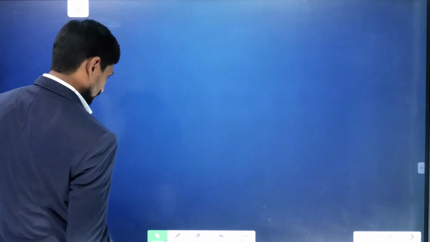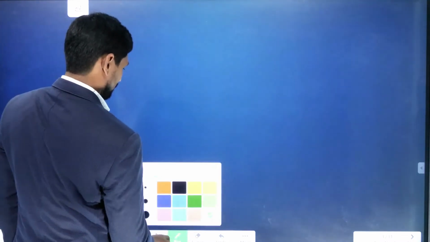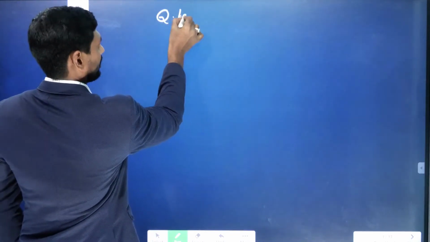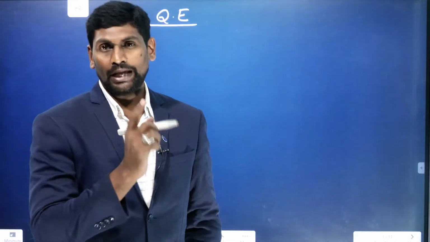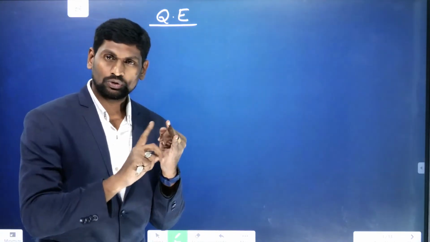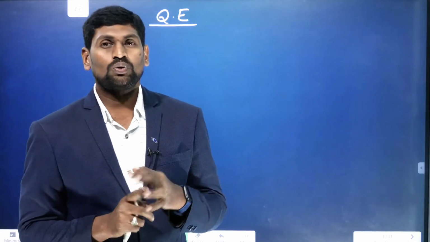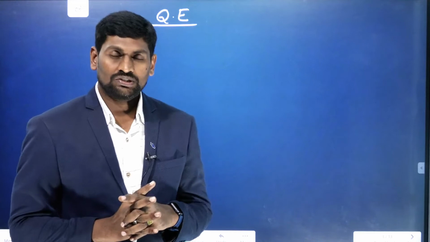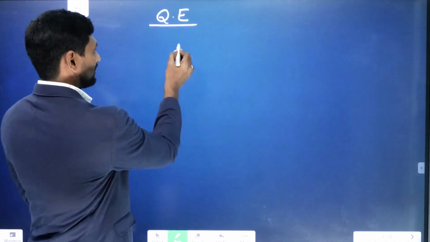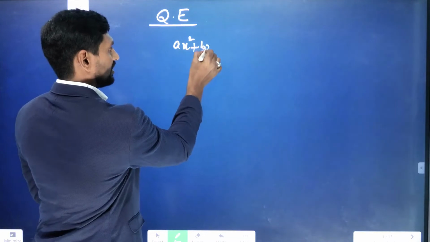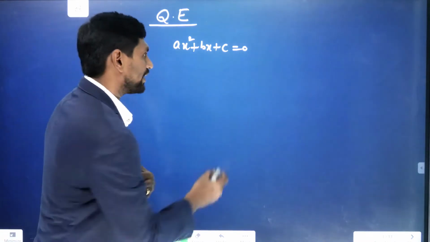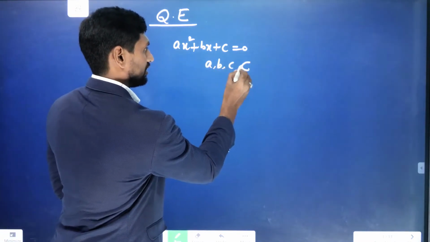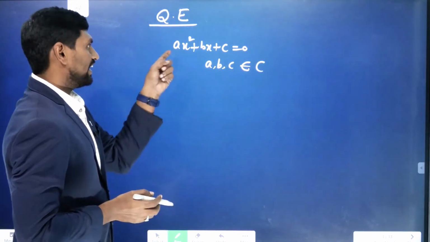So, what we discussed in previous class about quadratic equations, right? We learned the types of a quadratic equation: pure quadratic equation, monic quadratic equation. And I told you what is a quadratic equation. An equation in the form of ax square plus bx plus c equal to 0, I am just revising, where a, b, c are complex numbers, belongs to C, and a does not equal 0.